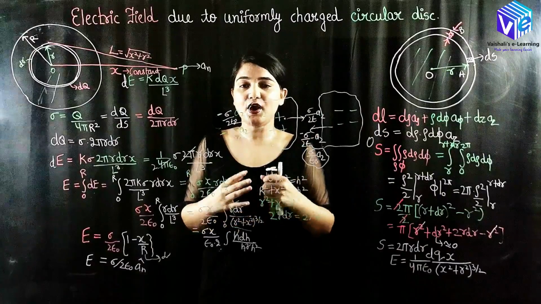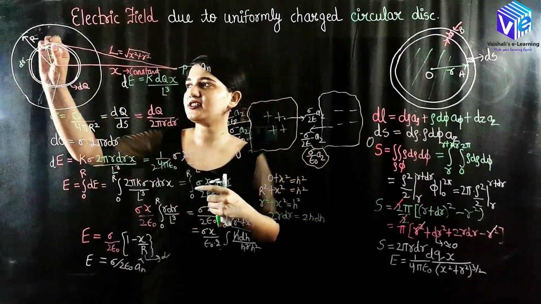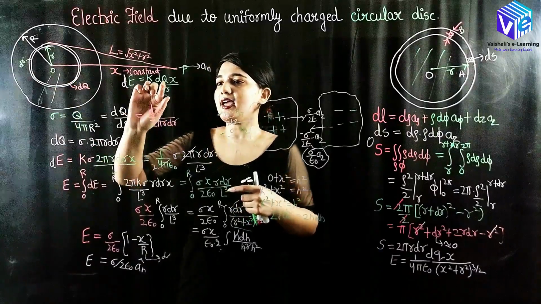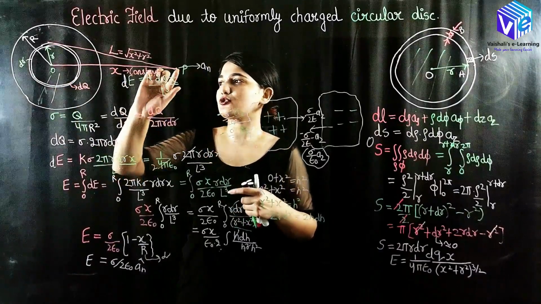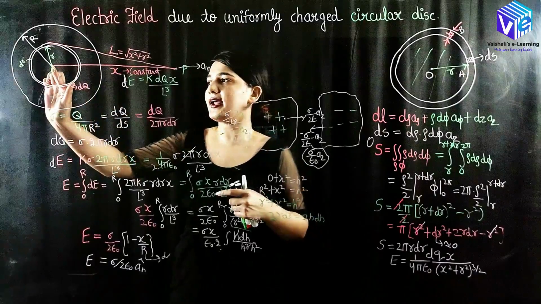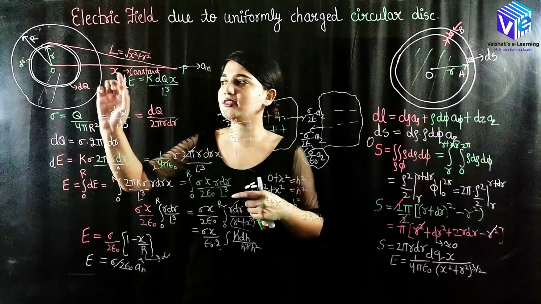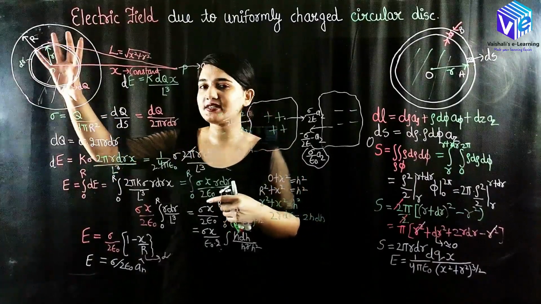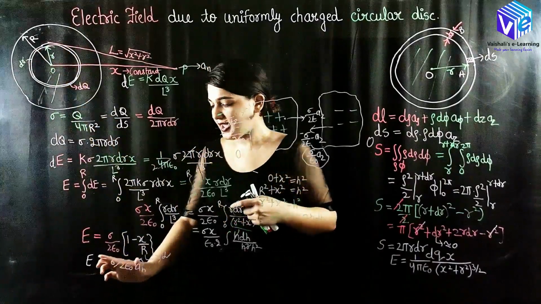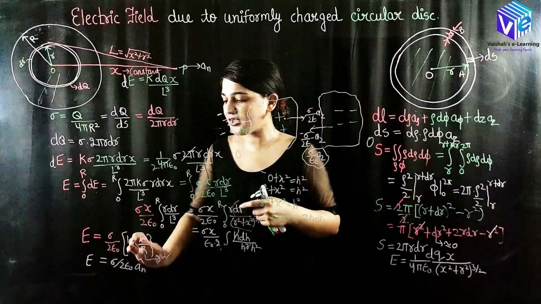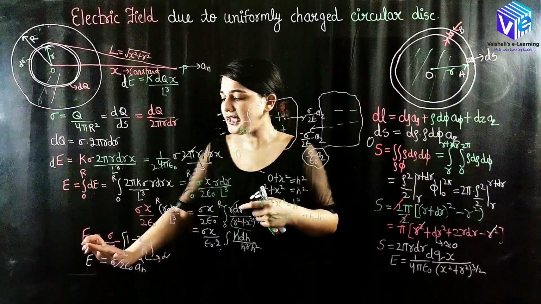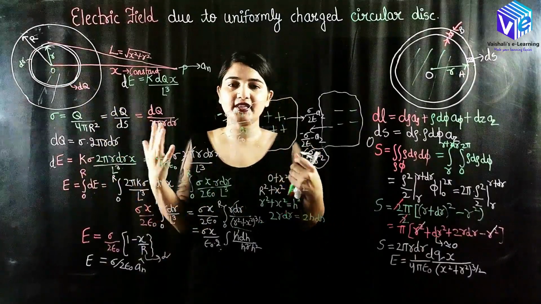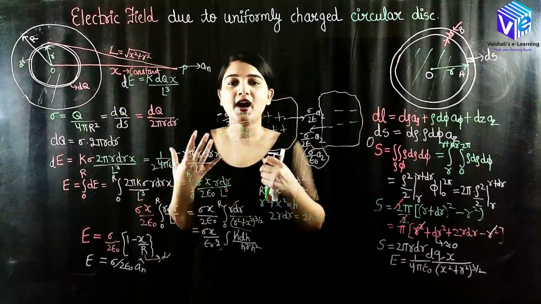Okay, so one more thing, if I have the circular ring, at the center of the circular ring, you can see if I put x equal to 0, if I take the point P here, x will be 0, so E will be 0 in the case of a circular ring. But you can see if I have the disk, E is given by this formula. So even if x is 0, my E will be sigma upon 2 epsilon naught. So at the center I will be having the electric field when I am talking about a circular disk.